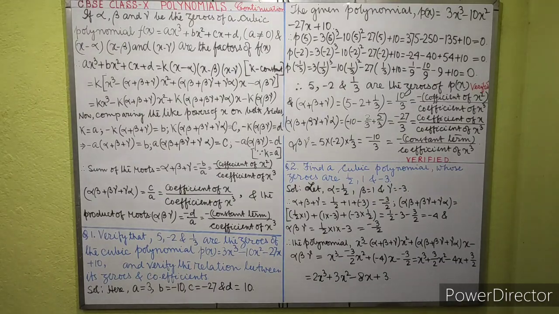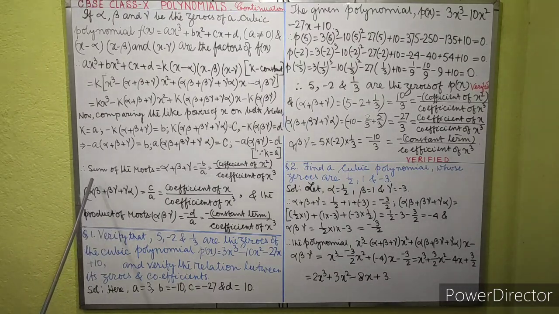Now, comparing the like powers of x on both sides, we have k equal to a, and minus k into (alpha plus beta plus gamma) equal to b, k into (alpha beta plus beta gamma plus gamma alpha) equal to c, and k into alpha beta gamma equal to minus d. If you can understand this formula clearly, you can solve any type of cubic polynomial.